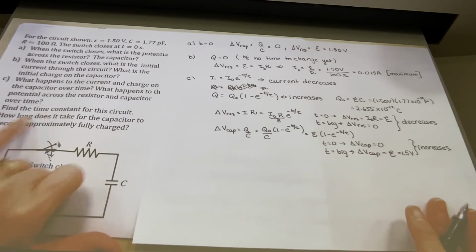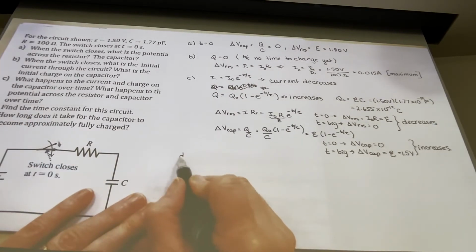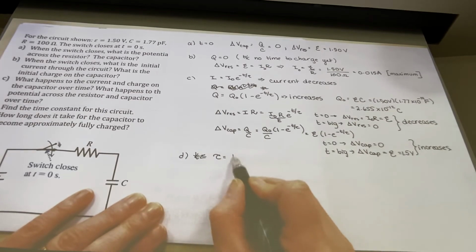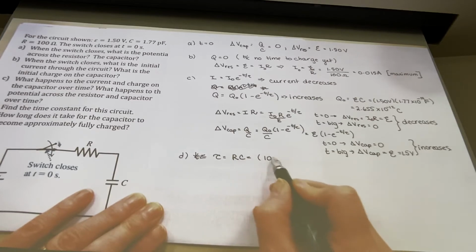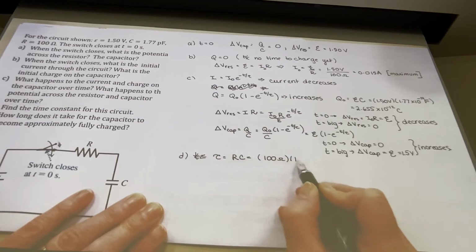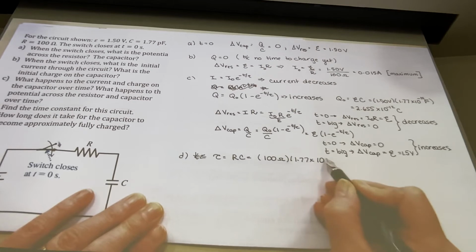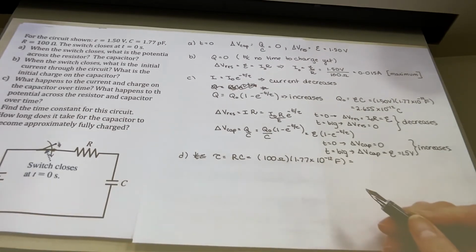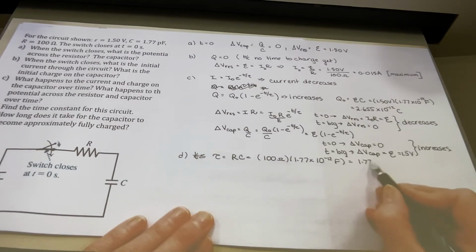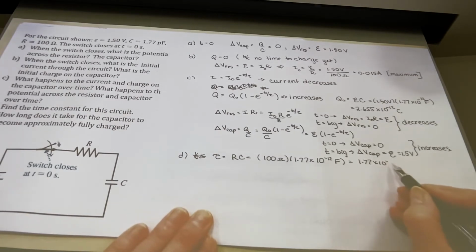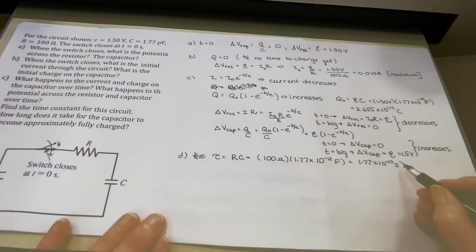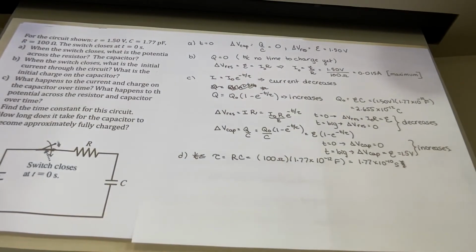Part D, find the time constant for this circuit. That one's easy, that's just a plug and chug. Our time constant tau is equal to R times C. 100 ohms times 1.77 times 10 to the minus 12 farads equals 1.77 times 10 to the minus 10 seconds. So there's our time constant for that circuit.